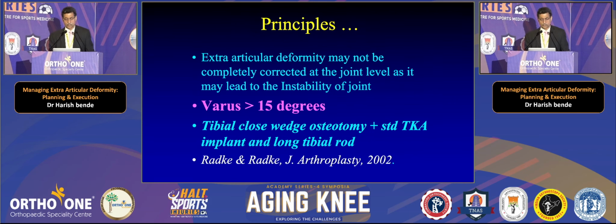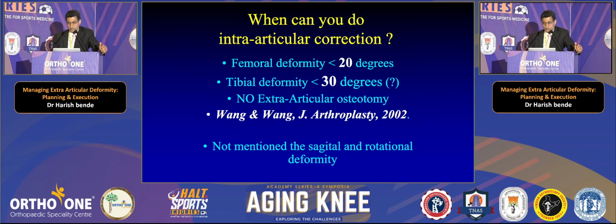Now in principle, if the deformity is, say in case of varus, more than 15 degree extra-articular deformity, we cannot correct it at the level of the tibial tuberosity. You may have to take a separate tibial wedge osteotomy and then take a standard tibial implant with a long stem. Many times these extra-articular correction augmentations may need an added external plate, so then it will be more stable.